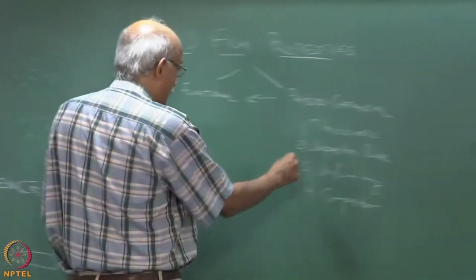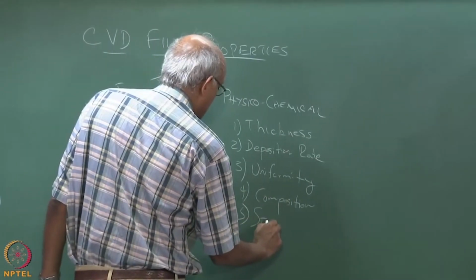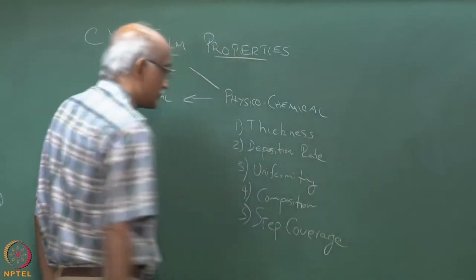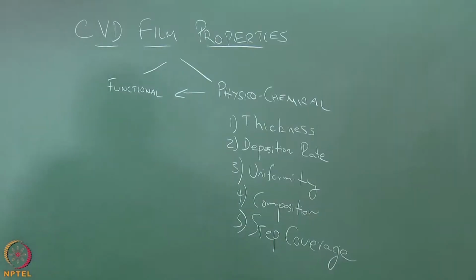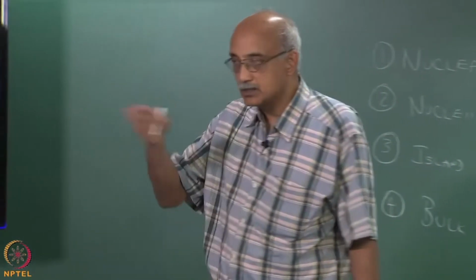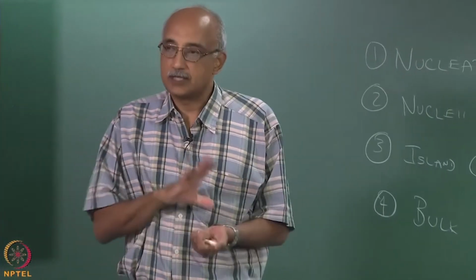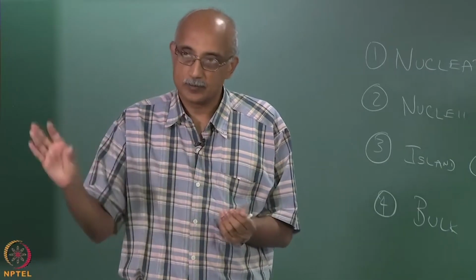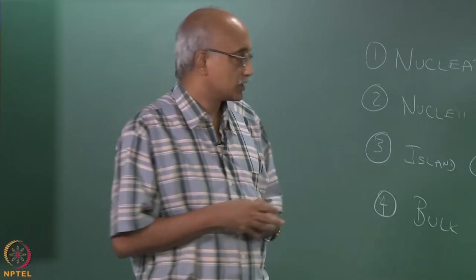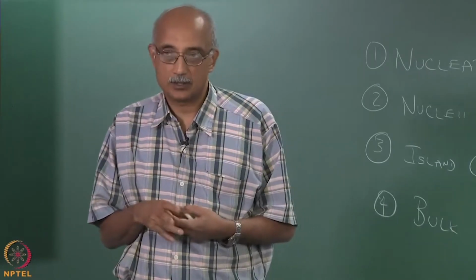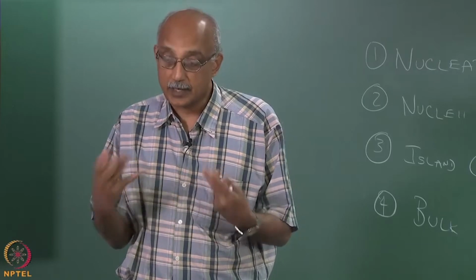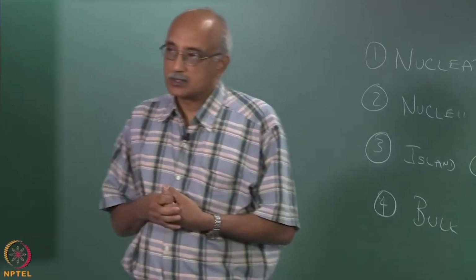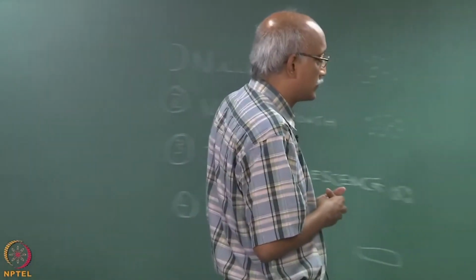So, related to the uniformity is what we would call step coverage. If your substrate has certain features on it, particularly steps, how well is the CVD film able to follow this step structure and provide uniform coating thickness everywhere. So, this step coverage is another important parameter when we are trying to characterize a CVD process. What are some of the other parameters that could be important?